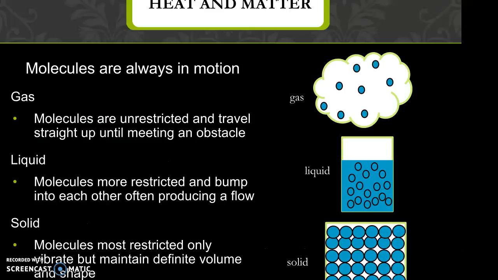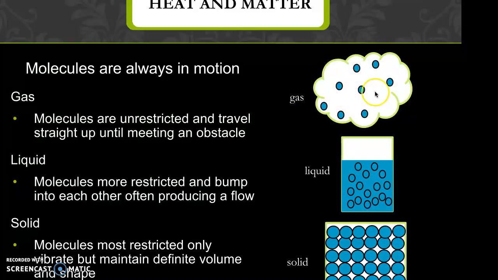Heat and matter. We talked about last week about water. This again kind of relates to that a little bit too, because it further shows you how heat can change things. So molecules are always going to be in motion. With gas, the molecules are completely unrestricted and travel straight up until they get stopped by something.